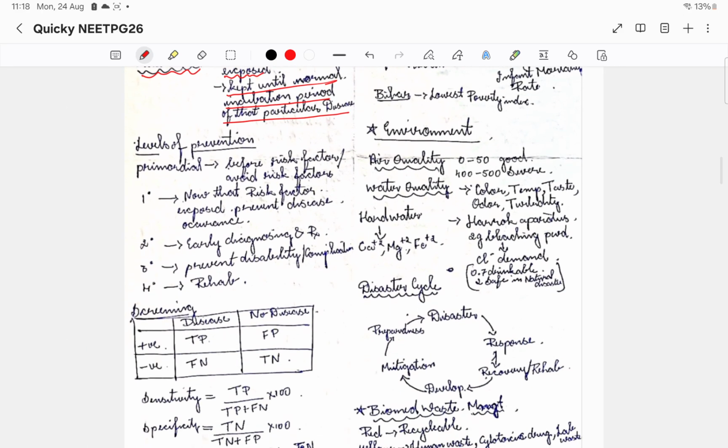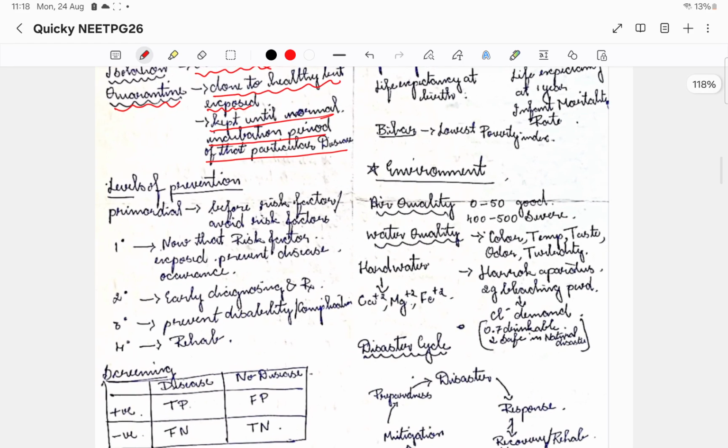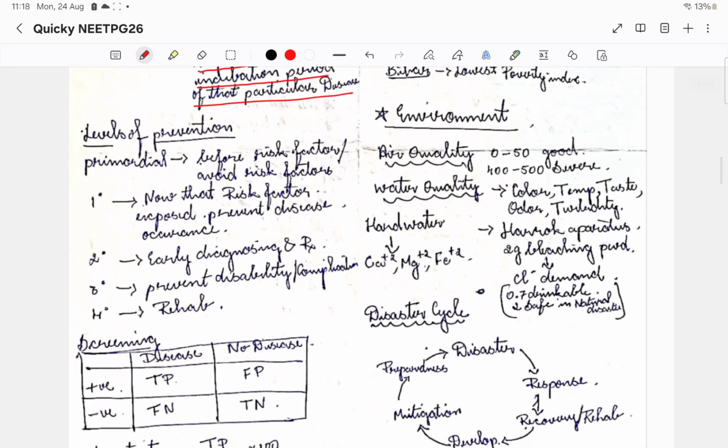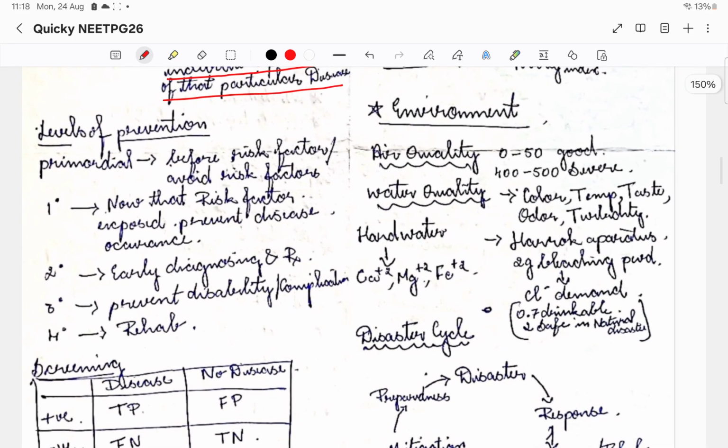Then levels of prevention with respect to infectious or non-infectious disorders. So prevention is better than cure, right? So there are levels of prevention where we can prevent the death or further happening of the disease, or complications of the disease. So let us see what the levels are.